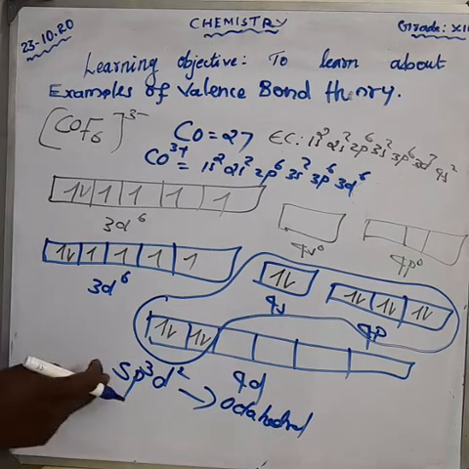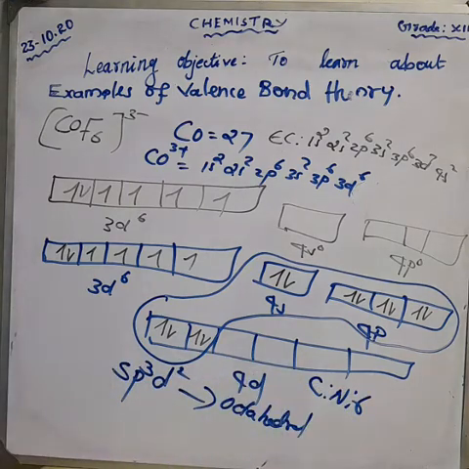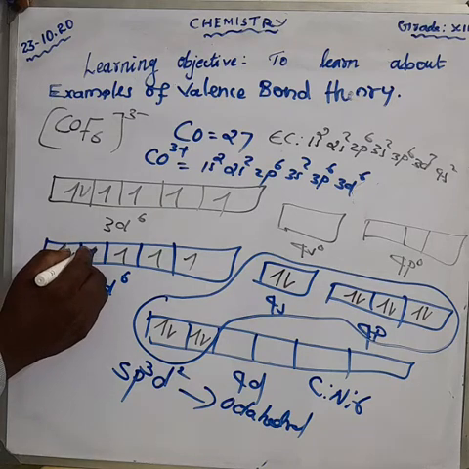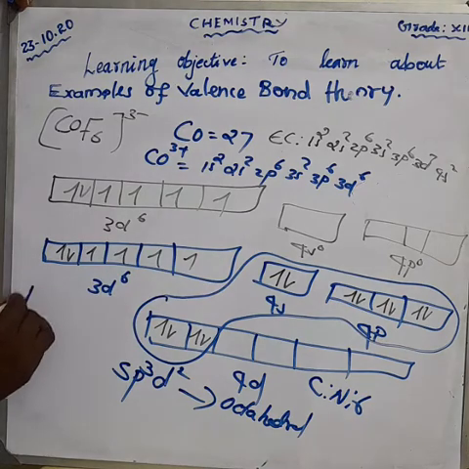Octahedral. What about the coordination number? The coordination number is 6, which we already learned. And here you should write the magnetic property. The magnetic property should be found out, because the number of unpaired electrons is how much? Here also there are 1, 2, 3, 4 unpaired electrons.